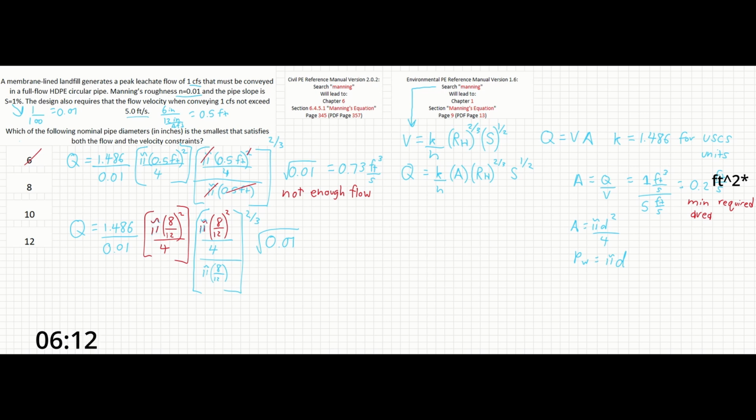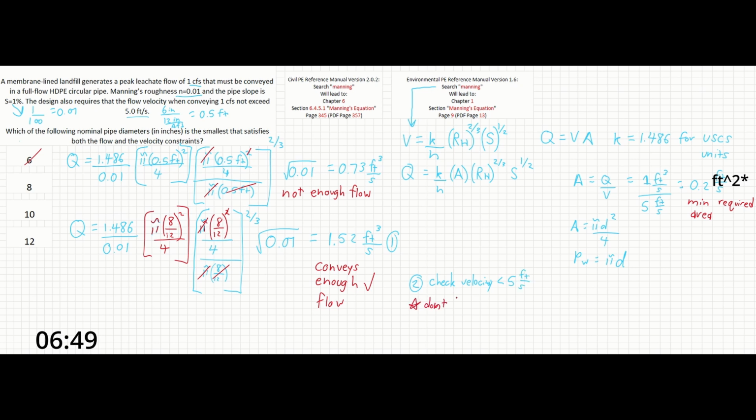And as before, some of our terms will cancel out. And if you can plug the rest successfully into your calculator, you should see that flow is equal to 1.52 cubic feet per second. So the 8-inch pipe can achieve a peak leachate flow greater than the amount required for our landfill, so this will pass. Now that we know it meets the flow requirement, we have to check to see if it also meets the design constraint for the velocity.